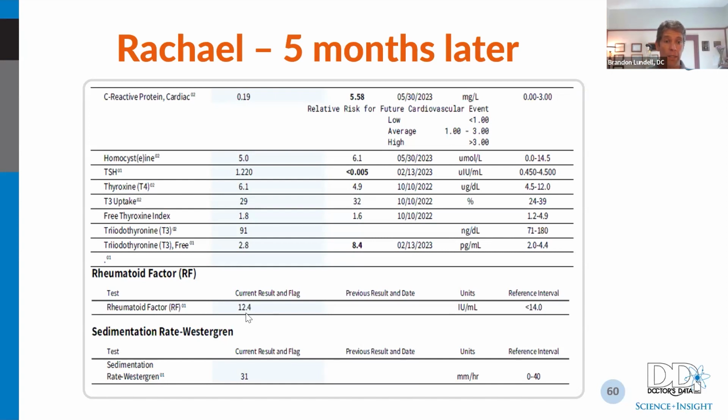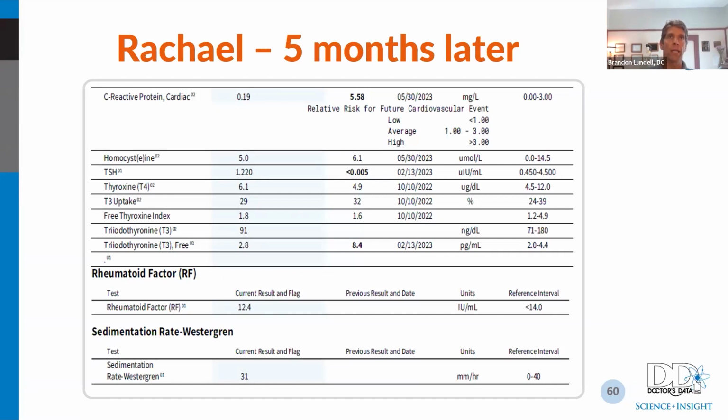Her rheumatoid factor went down to 12.4. Her ESR is still a little bit elevated at 31. We like to see that below a 10, usually below a 5. So there's still some inflammation, but it's only been 5 months. But the fact that these lab markers reversed very quickly and she had a good response, this is what we do on a daily basis.